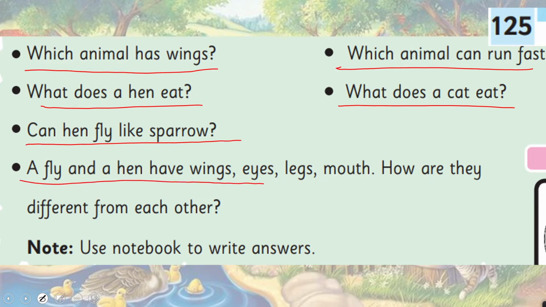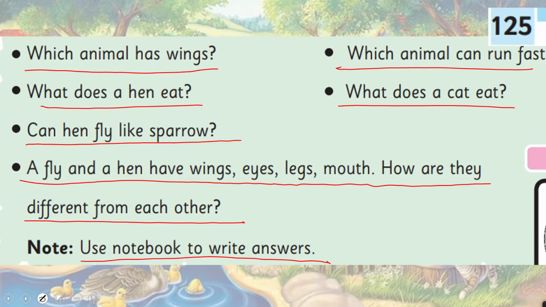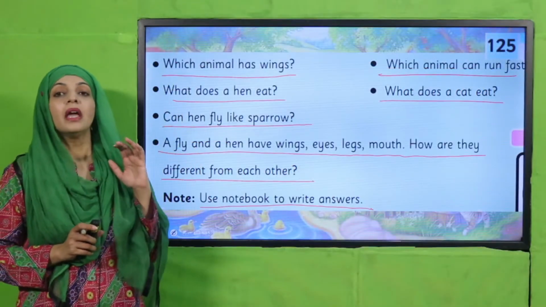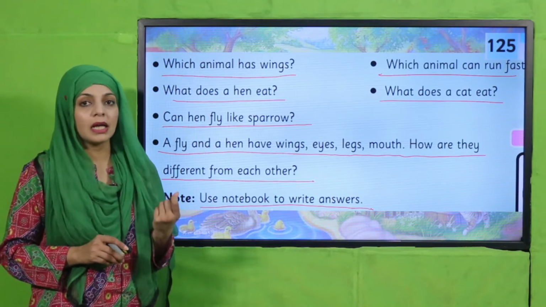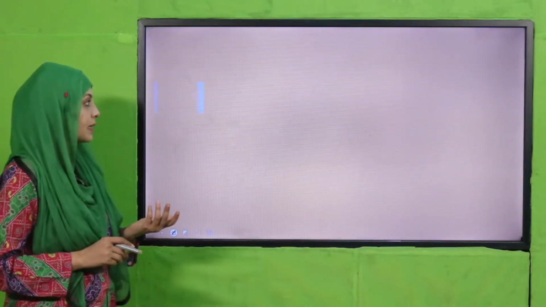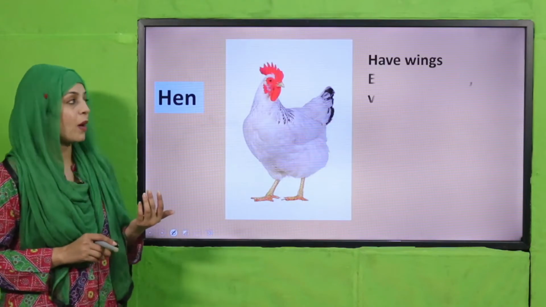A fly and a hen have wings, eyes, legs, mouth. How are they different from each other? Use notebook to write the answer. So, my dear students, ये कुछ questions हैं जिनके आपने answers लिखने हैं. आप अपनी नोटबुक को यूज करेंगे इनको आंसर करने के लिए. आई विल हेल्प यू आउट आप इनको कैसे कर सकते हैं. सो फर्स्ट ऑफ ऑल लेट्स टॉक अबाउट hen.